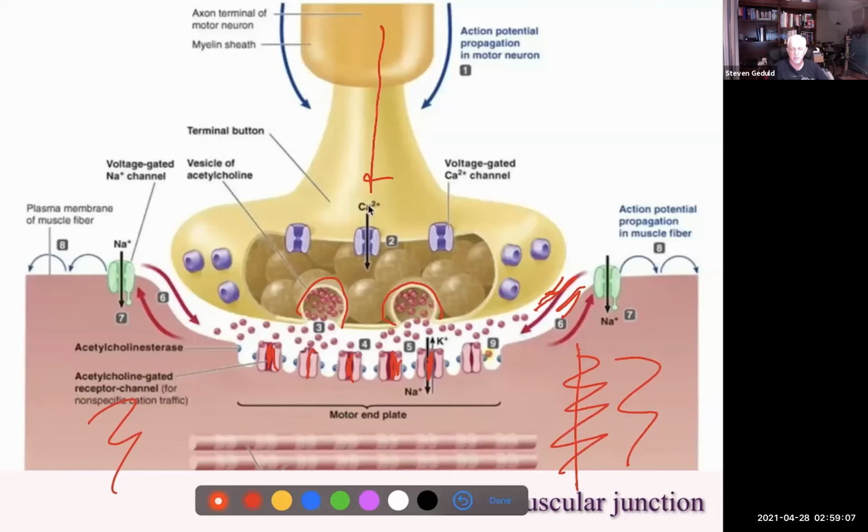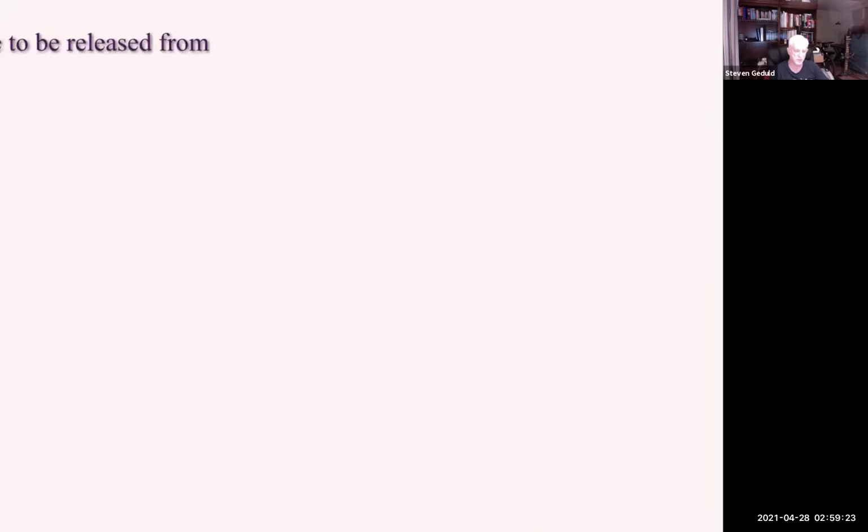Okay. So we have acetylcholinesterase. That's the enzyme. Acetylcholinesterase breaks down acetylcholine and allows it to be reused, picked up and made back into acetylcholine again. But it breaks it down so it does not cause continuous contraction of the muscles.